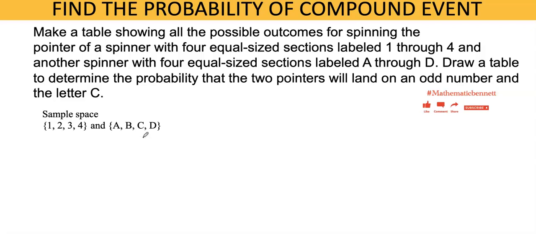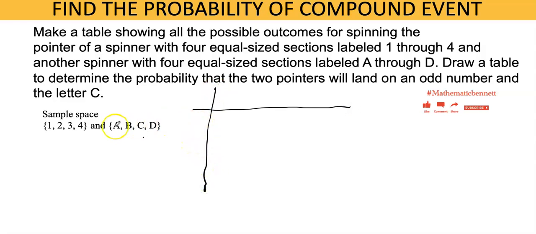So first we need our sample space. Our sample space would be 1, 2, 3, 4 and A, B, C, D to represent the other spinner. One sample space represents the first spinner, the next sample space represents the second spinner. From there, we can represent this information on a table. So we can draw our table.